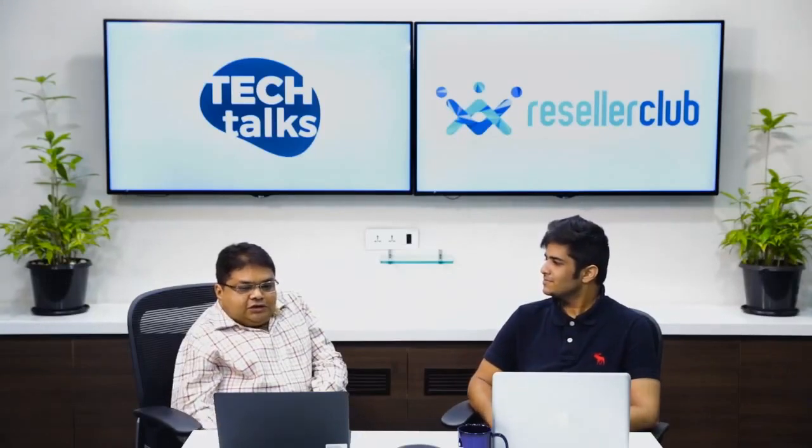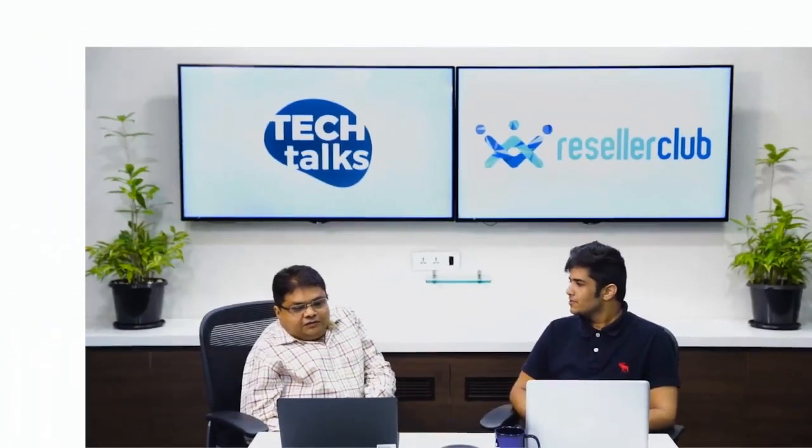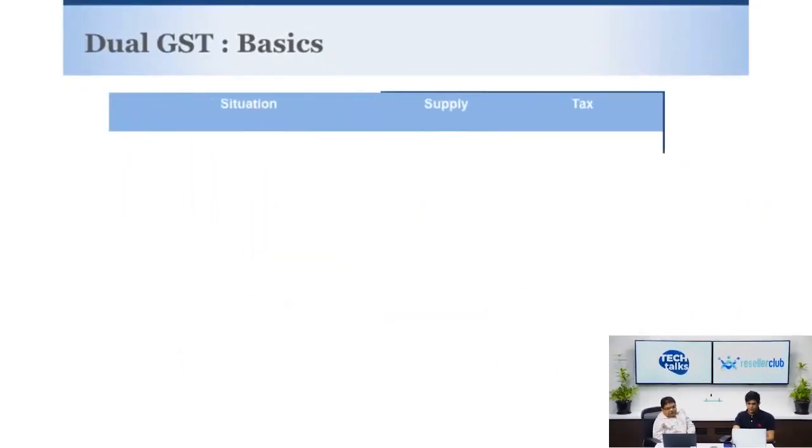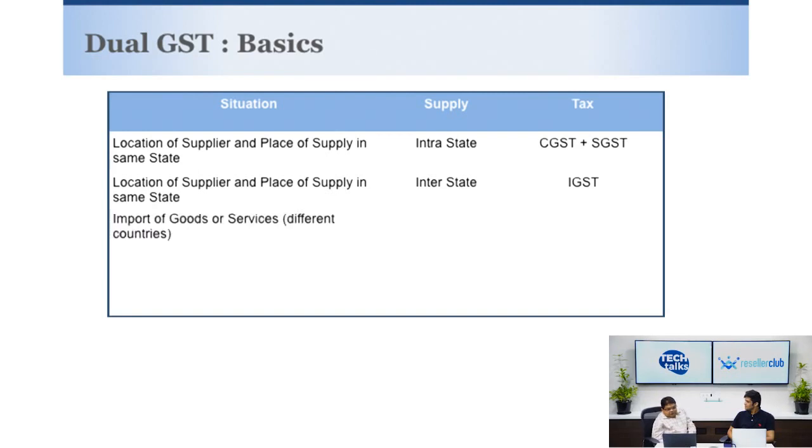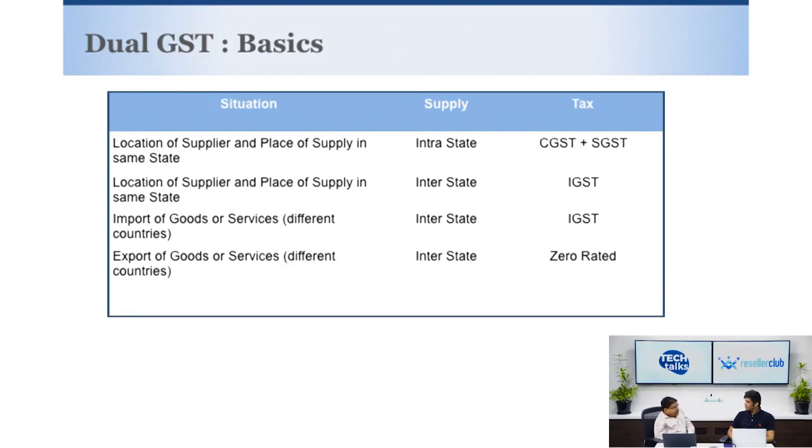Then I'll take you to the fifth slide, which talks about the basics of GST. First, consider the location of the supplier. If the location of the supplier is within the state, that is intrastate. For example, if you are located in Maharashtra and your customer is also located in Maharashtra, then you will be levying CGST plus SGST.